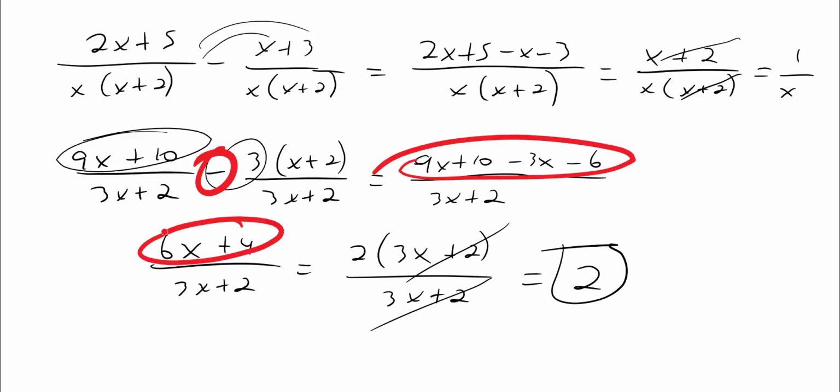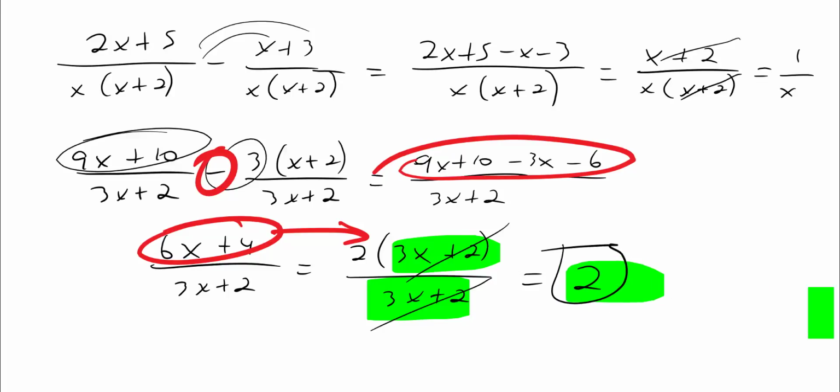Combine those terms, and then your last step is you got to factor. Because once you factor, that's probably when things can start to cancel. In this case here, you have 3x plus 2 and 3x plus 2. Those cancel, and you wind up with just 2 left over.